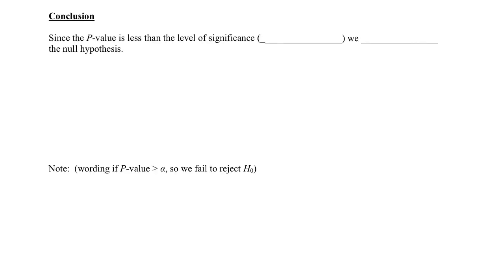And then we come to our conclusion. This is going to be very similar to what we've seen before. Since the p-value is less than the level of significance, way less, in this case 0.0009 is less than 0.05, we reject the null hypothesis. So nothing new there. We compare the p-value to the level of significance alpha, and the p-value is way less, and as long as it's less, we reject.